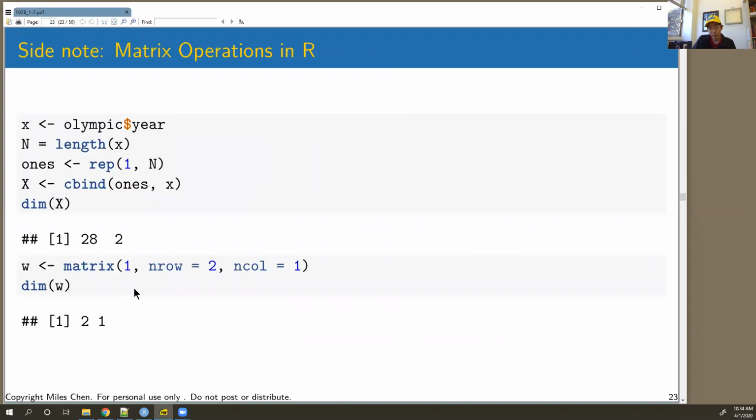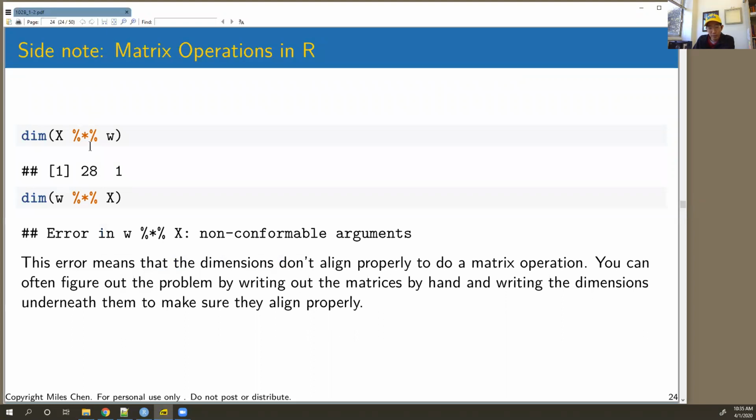As far as W goes, the parameters, right now I just have W0 is 1 and W1 is 1. These are obviously not the correct answers, but I create a matrix out of this, and W is 2 by 1. Because of this, I can now multiply. X times W, this is how you do matrix multiplication in R, percent star percent. X times W works out and results in an n by 1, or 28 by 1, matrix.